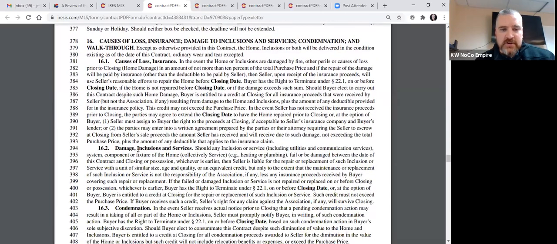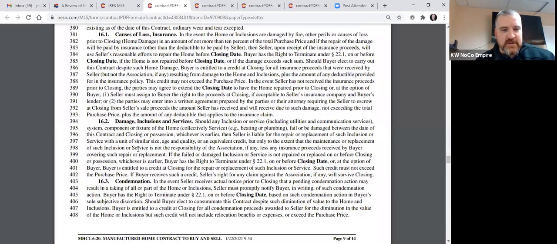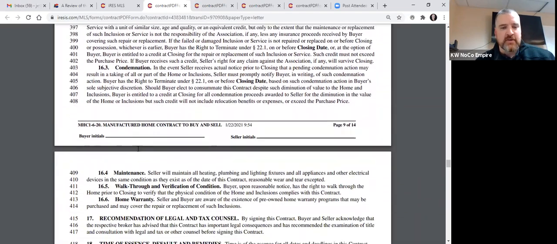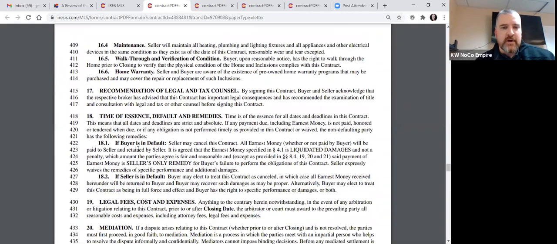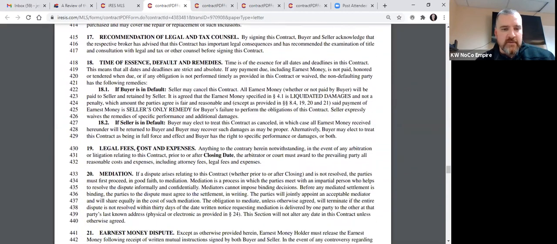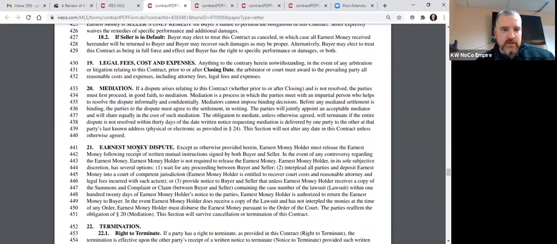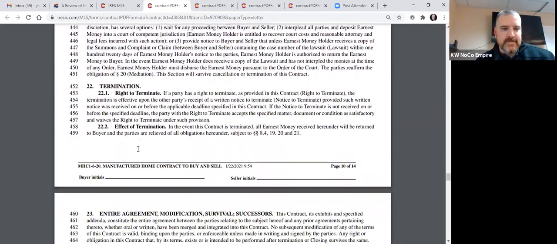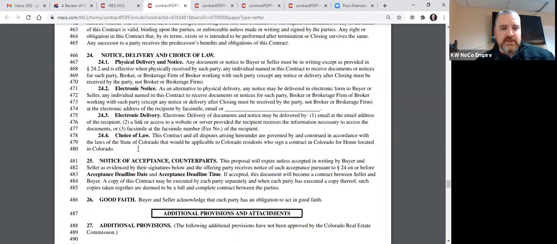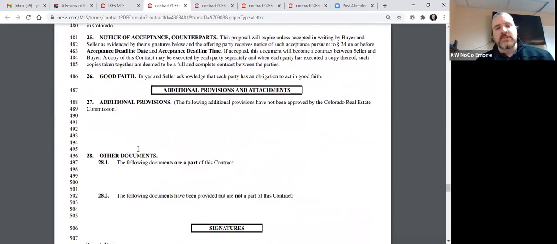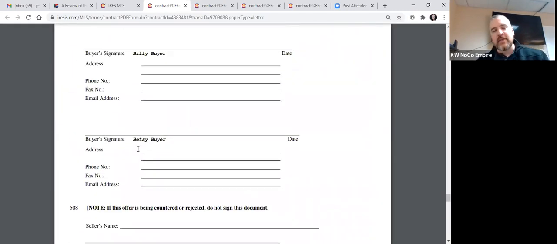Cause of loss and insurance, right? All of this stuff, these are all similar. Not going to go through all of that. I think everything else is the same. Yeah. Entire agreement, all that stuff is the same. Yep. So nothing else is different in this contract.